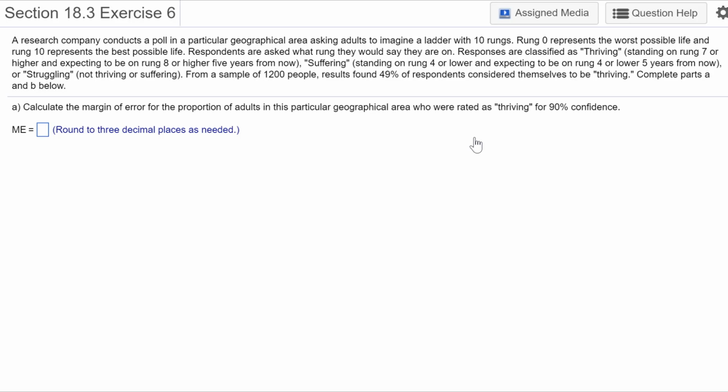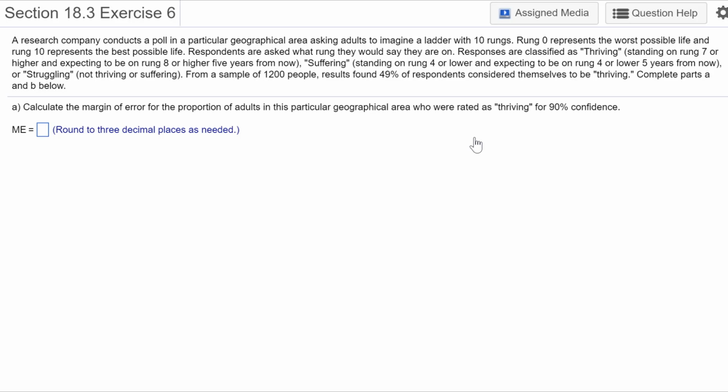Responses are classified as thriving, standing on rung 7 or higher, expecting to be on rung 8 or higher 5 years from now. Suffering, standing on rung 4 or lower, expecting to be on rung 4 or lower 5 years from now. Or struggling, not thriving or suffering. From a sample of 1,200 people, results found that 49% of the respondents considered themselves to be thriving. Complete parts A and B below.